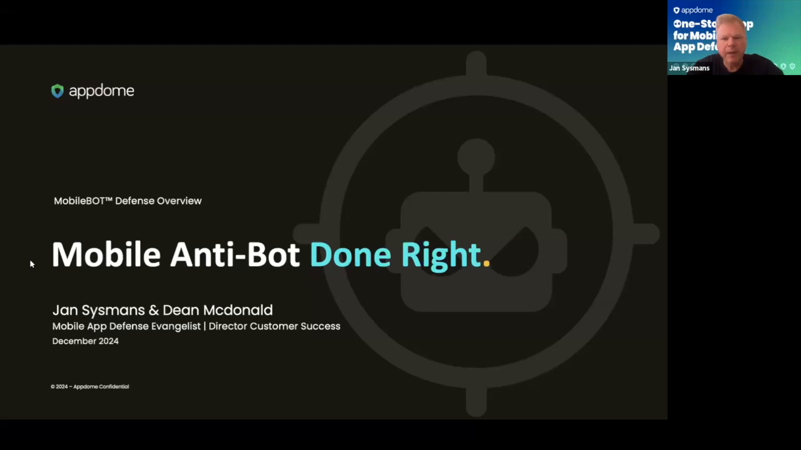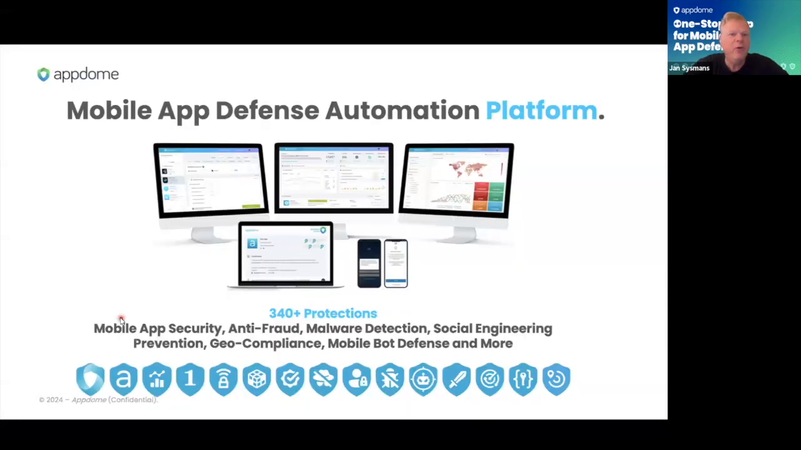Thank you so much, Ardi. What is Appdome? Appdome is a mobile app defense automation platform that allows mobile developers, security teams, and network security teams to build a set of mobile defenses into their mobile apps. On Appdome, you can choose between 340 different protections around mobile app security, fraud prevention, mobile malware detection, social engineering prevention, geo-compliance, mobile bot defense, and more. All of those are fully integrated inside of your CI/CD. So as a developer, you don't have to do any work. And as a security person, you are in full control over the security model that you would like to implement.